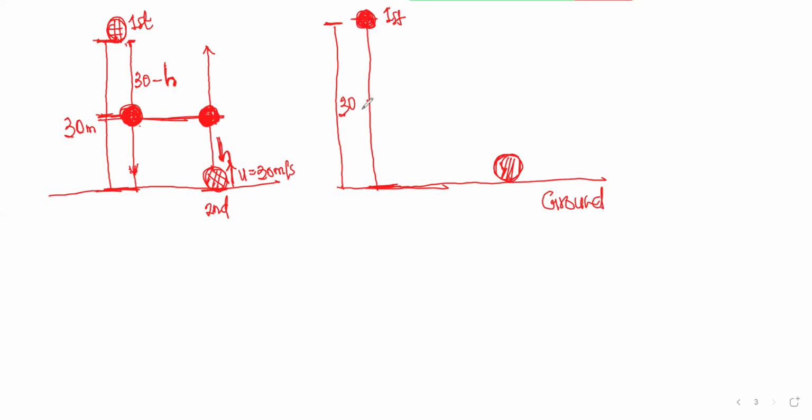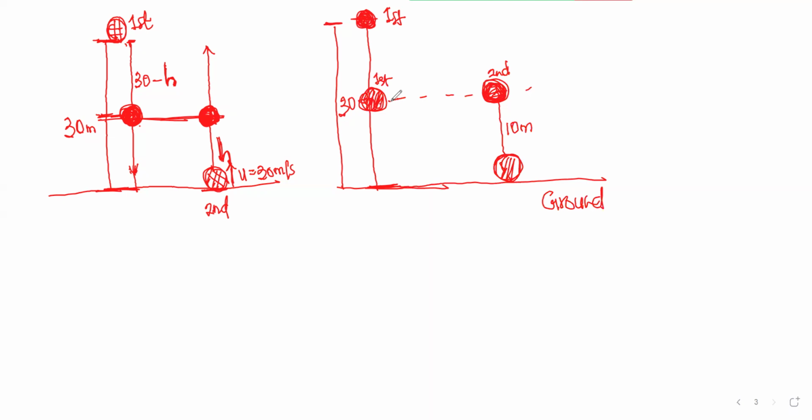So the first stone has fallen to this height, and the second stone has been raised to this height. So this is the first, this is the second. And before the two stones meet, if the second one has traveled a height of 10 meters from the ground, what will be the vertical height traveled by the first by the time they meet?